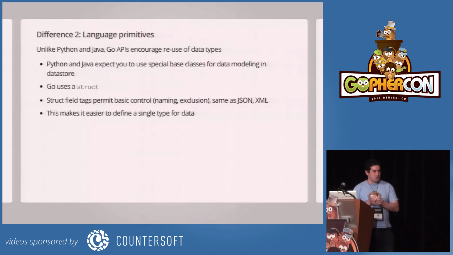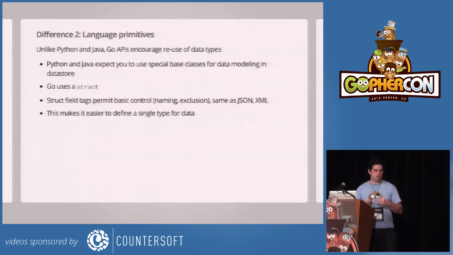Go also encourages use of plain data structures. It's fairly an understated language. It doesn't encourage you to build large data hierarchies or type hierarchies. The Python and Java data store interfaces kind of expect you to subclass certain classes they provide so you can access data and so on.